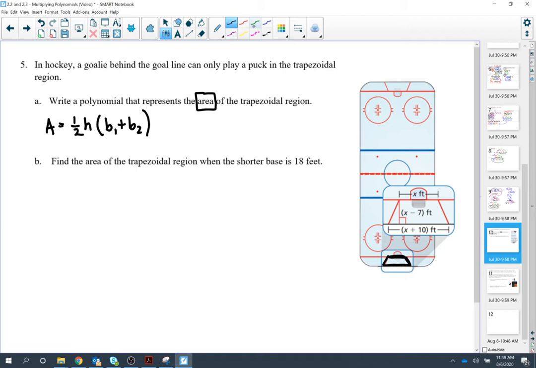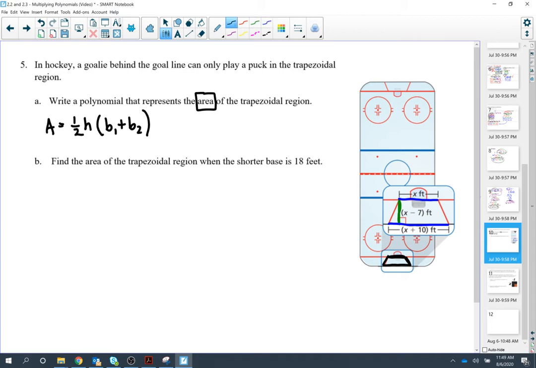So if you're looking at your trapezoid over here, here's your height, goes straight down. Base 1 and base 2 are the parallel sides. Here's base 1, here's base 2. And it really doesn't matter which one's base 1 and which one's base 2. It doesn't matter at all. It's just they better be the parallel sides. So if we're going to write a polynomial that represents the area, we're going to take that formula and we're going to see what happens.